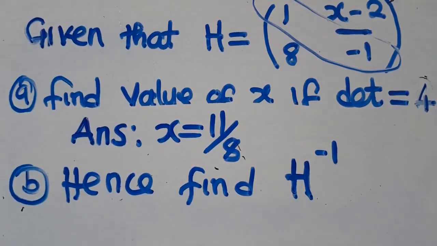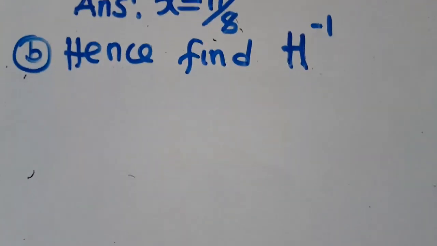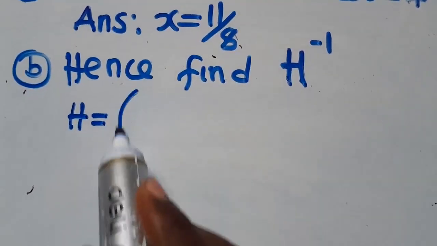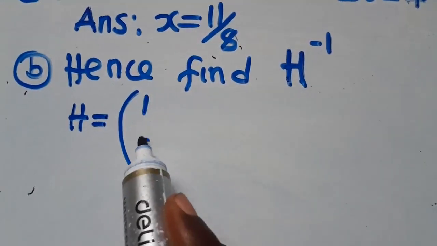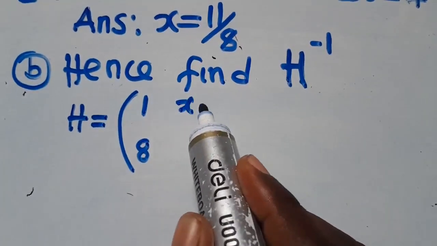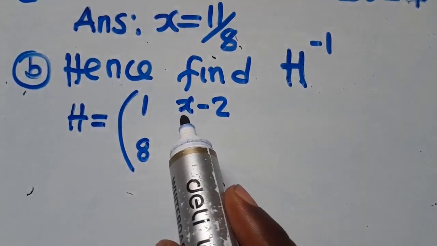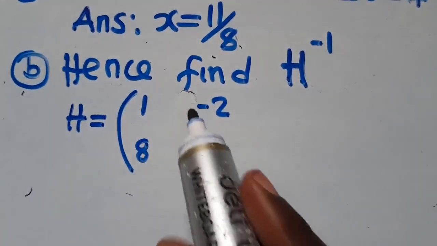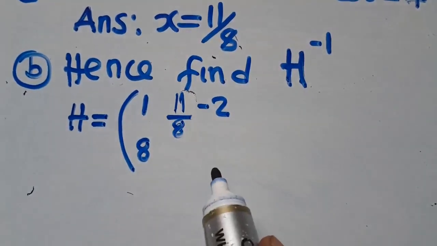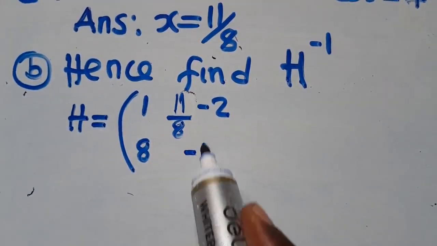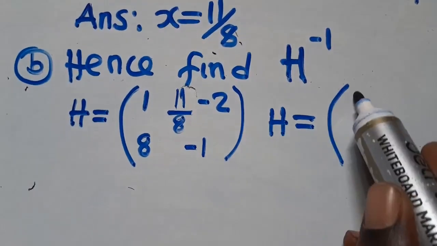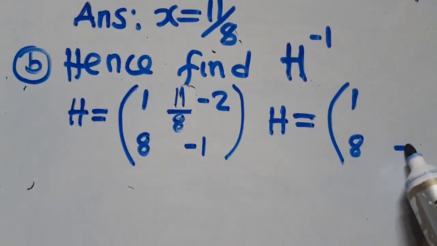So you write your matrix first. First thing, write the matrix which you are given. The matrix you are given is h is equal to, h is equal to what? 1, 8. You've got x minus 2. Are you going to write your x minus 2 here? No. You already know the value of x, which is 11 over 8, which is there. Then here you've got negative 1. So you say matrix H is equal to 1, 8, negative 1.